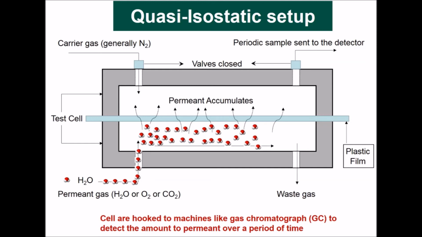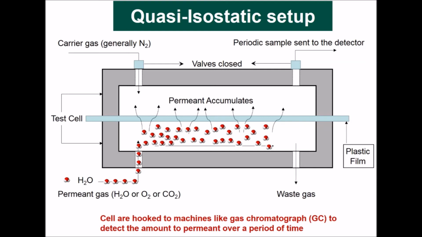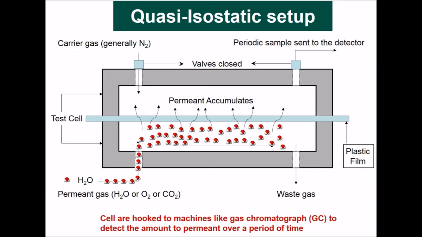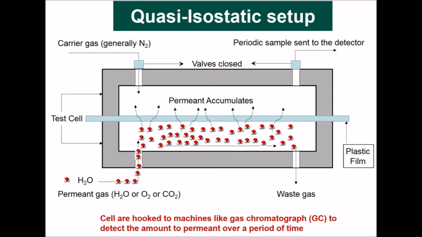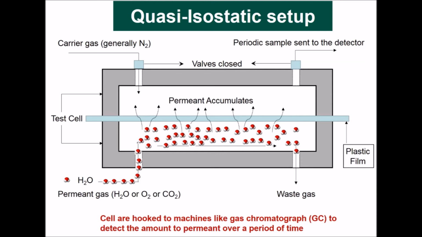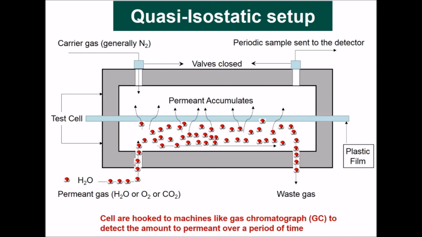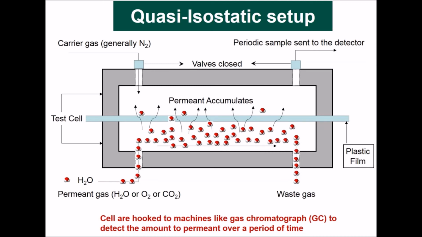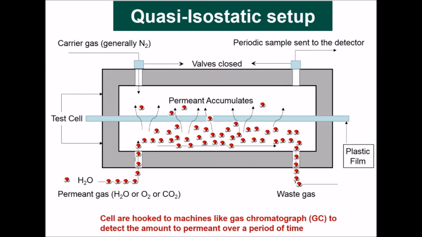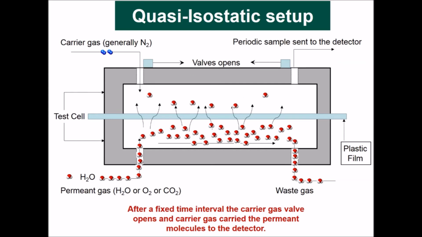In this example, you see water vapor molecules permeating from the high pressure side to the low pressure side and accumulating on the low pressure side. The quantity of molecules transmitted is plotted as a function of time. There is a lag due to unsteady state. Once the quantity of permeant transmitted through the film in a certain time interval stabilizes, the steady state is achieved.